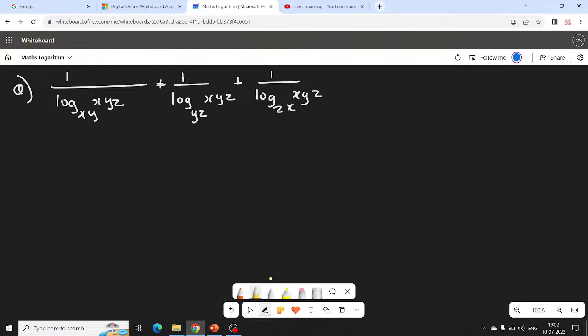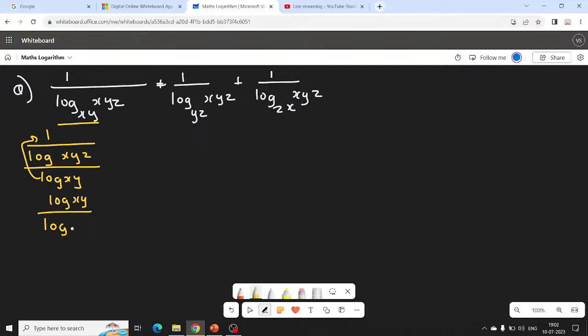2. Okay, look here. First term, what happens? I will write like this: 1 divided by, look at the base. This is log xyz divided by, can I write this as log xy? So this log xy goes up, so this becomes log xy divided by log xyz. In the same way, the second term will become log yz divided by log xyz, and the third term will become log zx divided by log xyz.